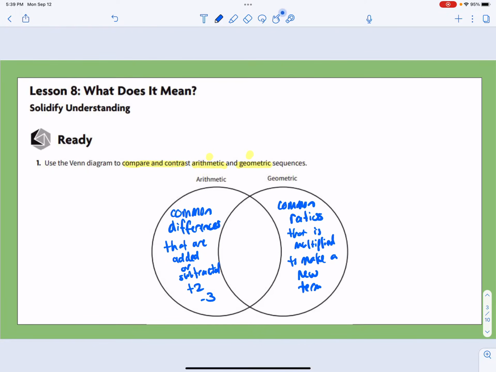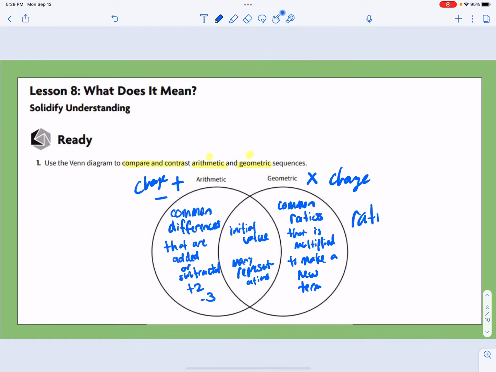For both of them, you need to have some sort of initial value, a starting point, and then there can always be many representations, different ways of showing that. For the arithmetic, we're looking at adding and subtracting for the change that's taking place. And for geometric, we're multiplying, and that's the kind of change that's taking place. This one is going to be the ratio side, and this is going to be the difference side.